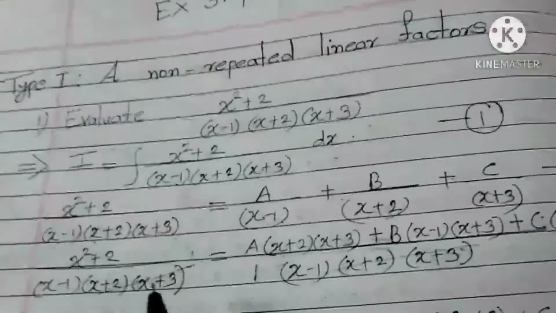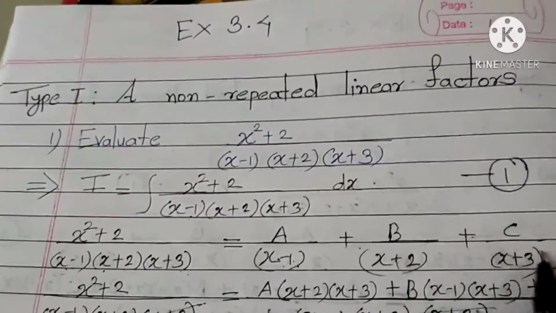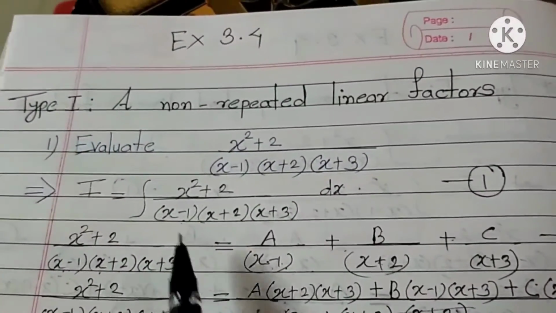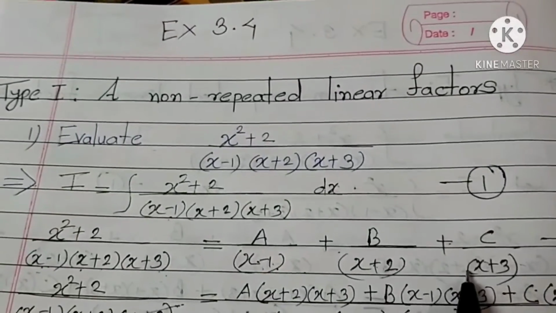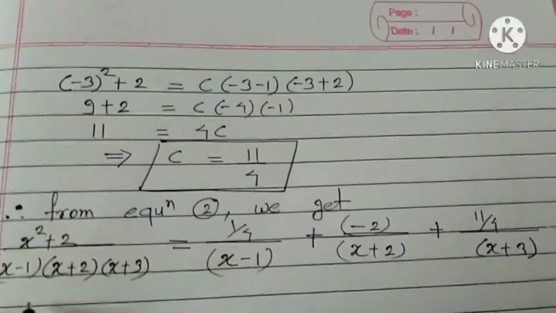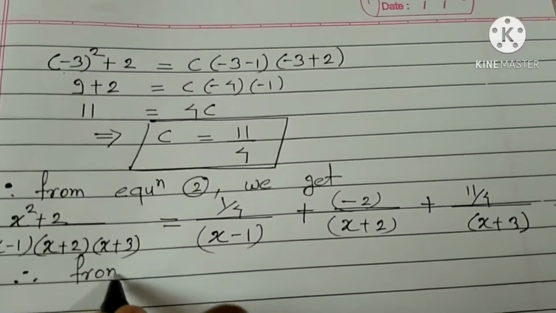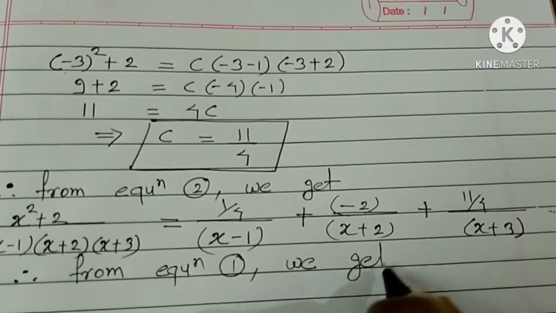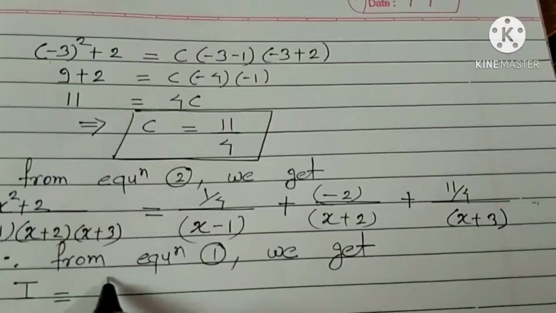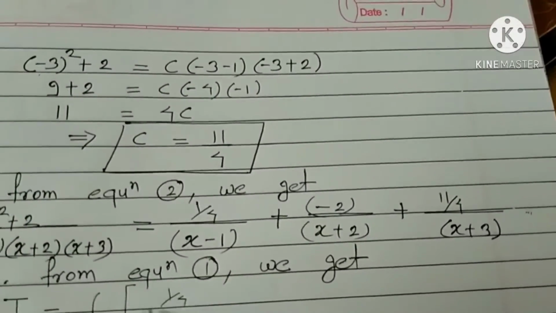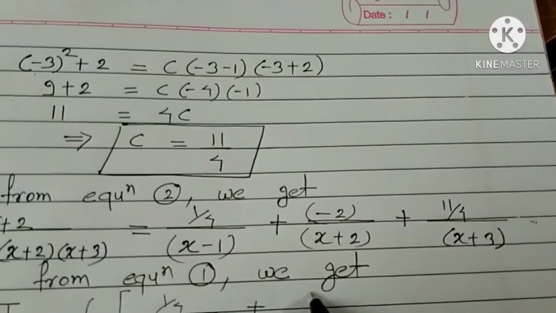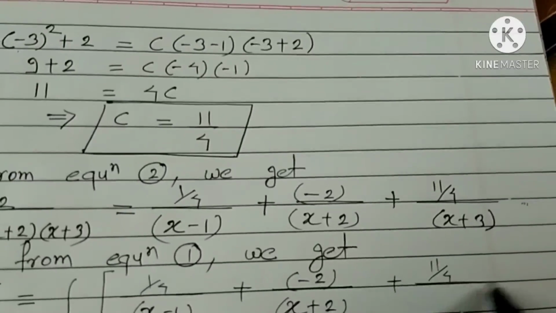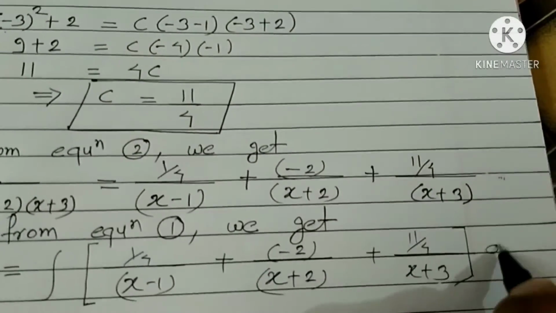Now you can observe that this is equal to this partial fraction, this is equal to this partial form. So we can take integration on this partial form. Okay. So therefore from equation first we get I is equal to integration of 1 by 4 upon x minus 1 plus minus 2 upon x plus 2 plus 11 by 4 upon x plus 3 into dx.